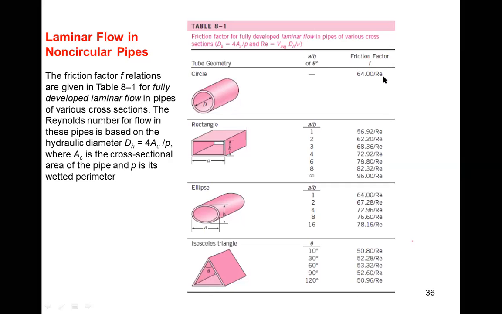Yes, sir. The only thing you have to remember is this expression, 64 upon Re, and it is only for a smooth, circular cross section. The rest of the things need to be calculated. That time you will calculate from the hydraulic diameter only. After that, you should calculate it. So you need not remember this. This is just a way to show how the value changes.